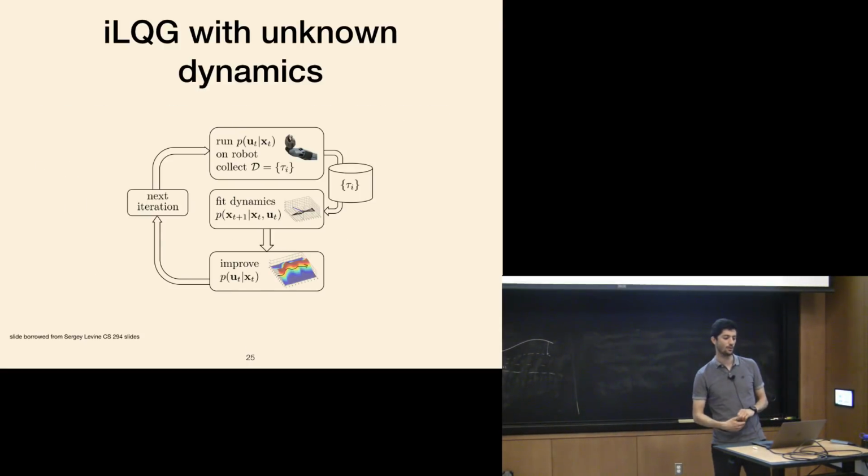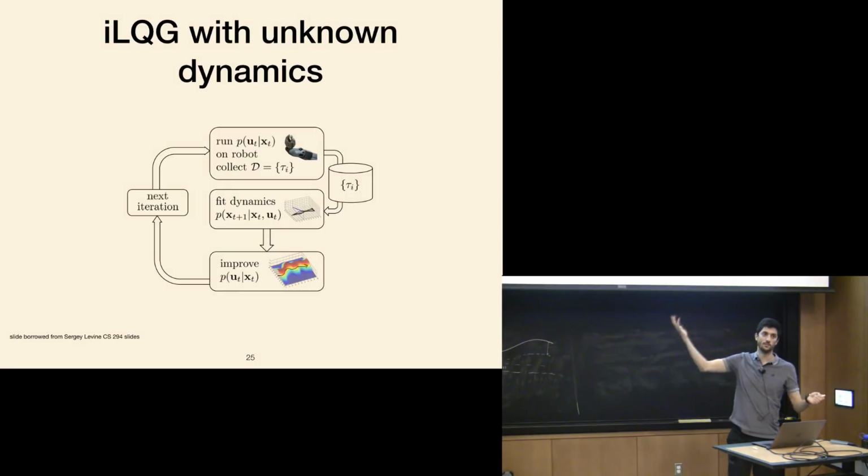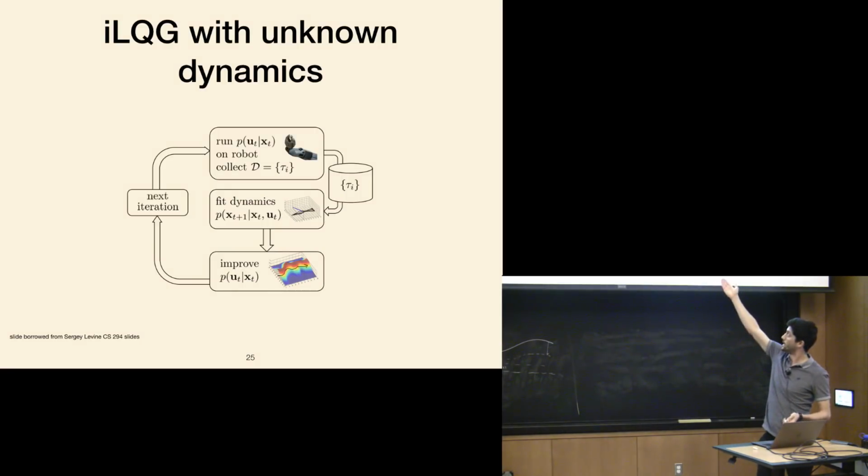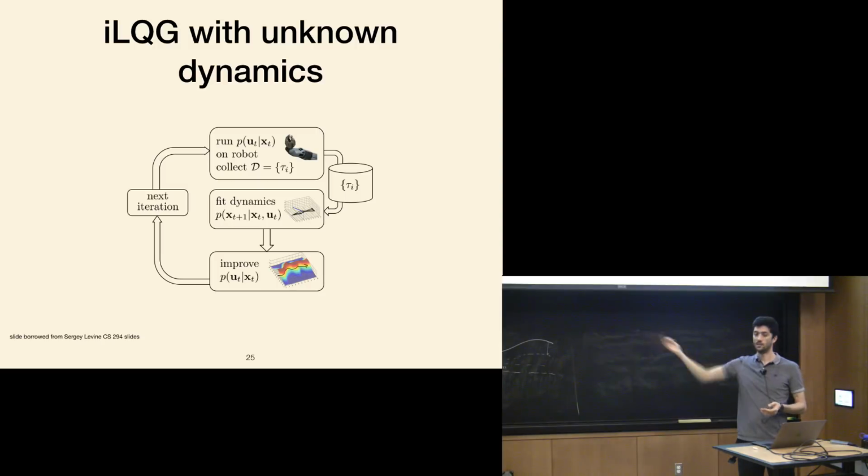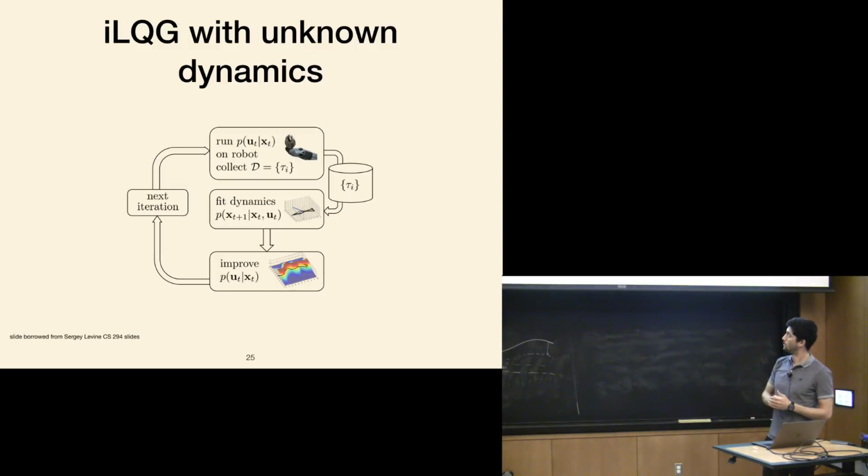So just in pictorial form, what does that mean? Run your current controller, collect some samples, fit the dynamics. In this case, they're going to be linear so that we can do iLQG. Then improve the policy, so p(u|x), think of that as your controller. How are we going to do that improvement? Well, we're just going to solve the iLQG problem, and then we'll use that to update our nominal trajectory by basically just running that controller.